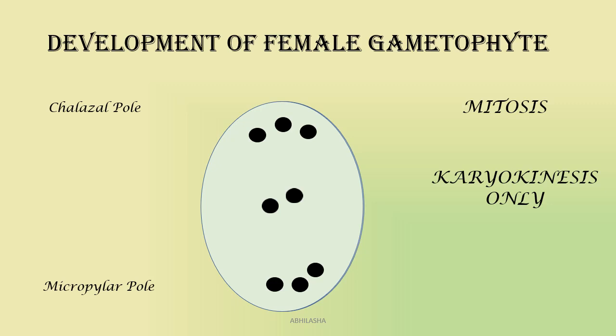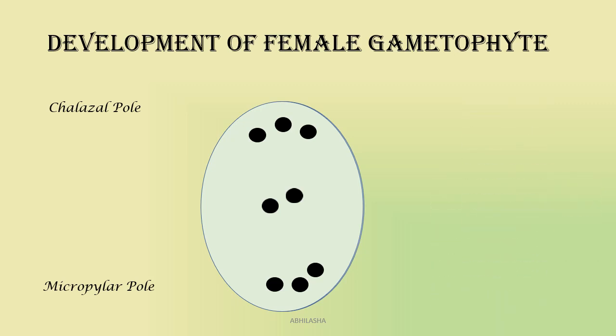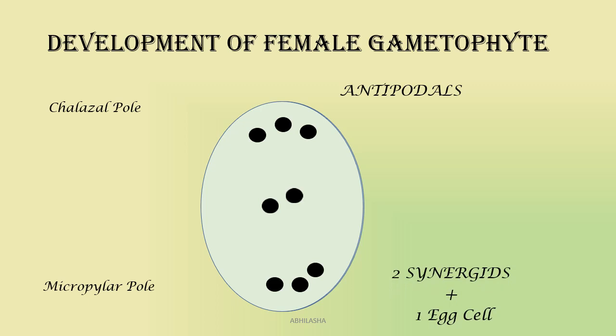Now at this stage cytokinesis starts. Cell wall is laid down, but here not each cell gets its own cell wall. The 3 cells that remain at chalazal end get the cell wall and are known as antipodals. So 3 antipodal cells at the chalazal pole. The 3 cells at the micropylar end get their cell walls. Of these, 2 form synergids and 1 forms the female gamete or the egg cell. So 3 cells at the micropylar end.